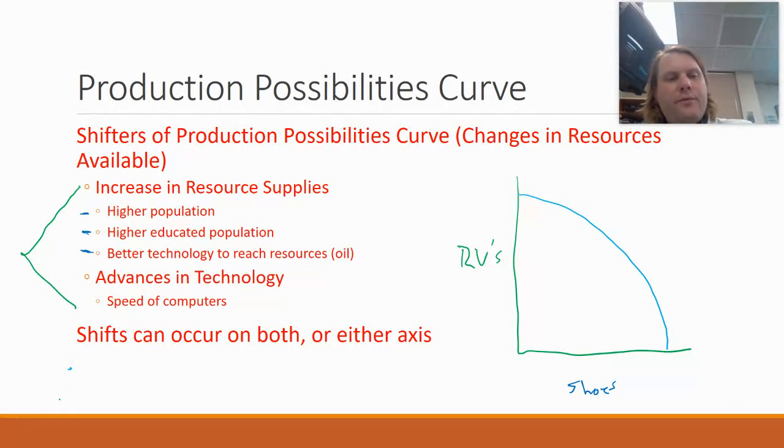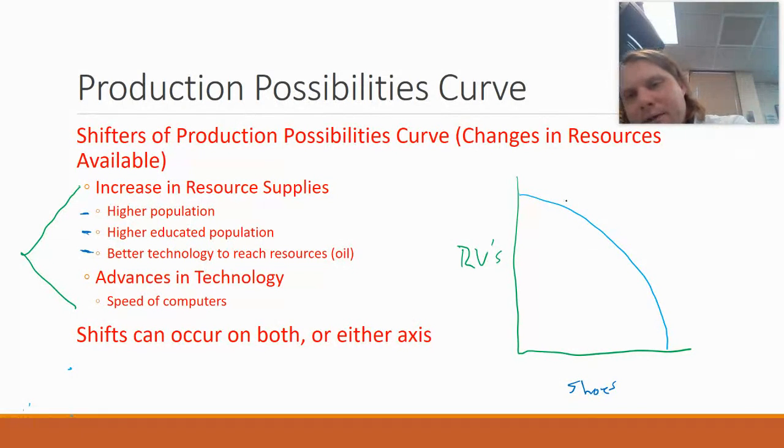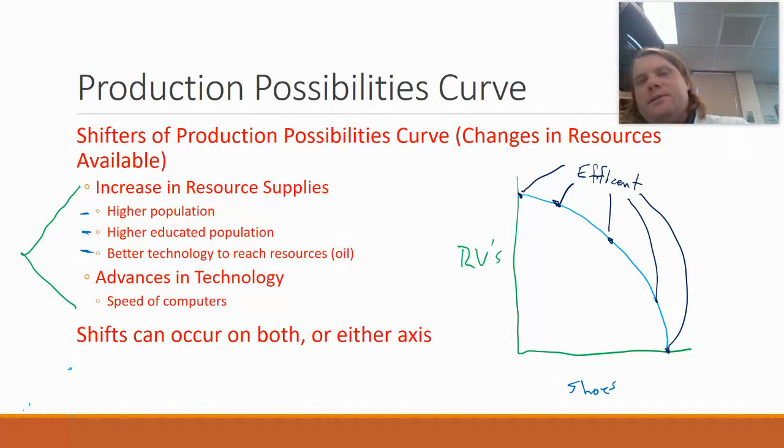Okay, so the first thing that we're going to draw is we want to draw as efficient as possible. So anywhere on this line is going to be that we are behaving efficiently, including down here. We may not be as efficient as we want, but efficiency means that we're going to utilize every resource. So these are efficient points. Anywhere on the line is efficient.